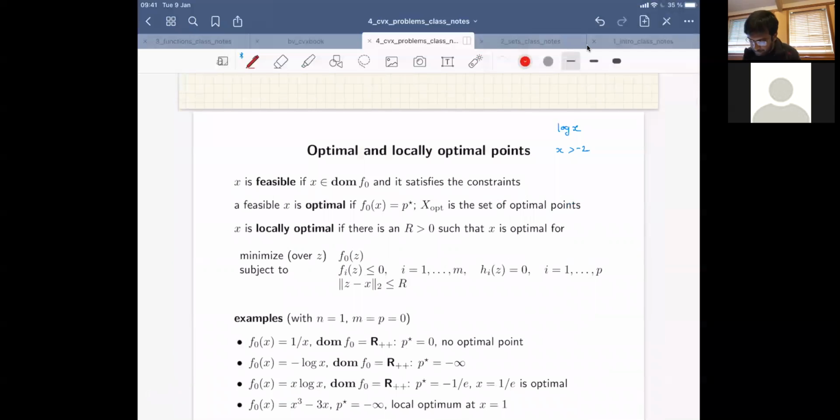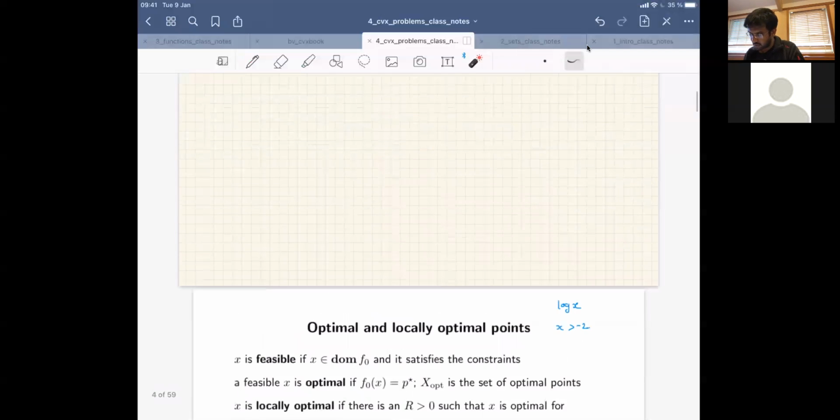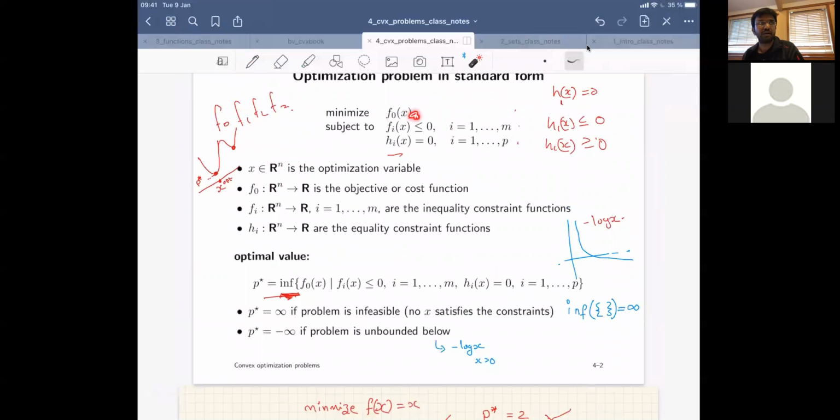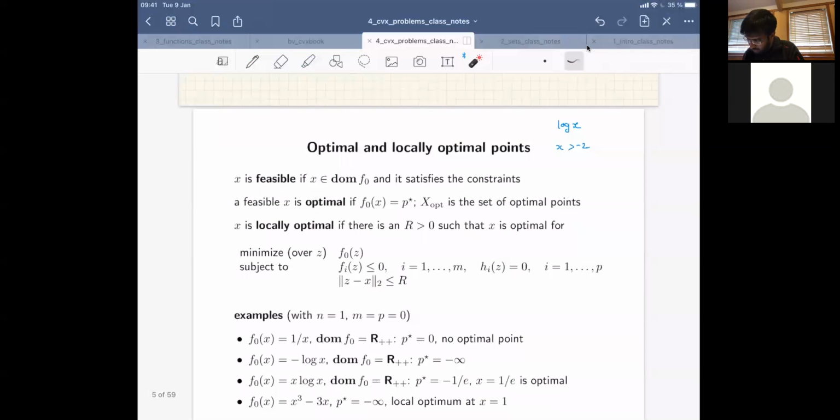Optimality and locally optimal points. Now we will see what a feasible point is. A point x, or the variable x, is feasible if x belongs to the domain of f0. Of course, x has to belong to the domain of f0, otherwise we cannot say that it is feasible. And it satisfies the constraints. So if you can find an x which satisfies all your constraints and falls in the domain of the objective function, then we can call that point a feasible point.